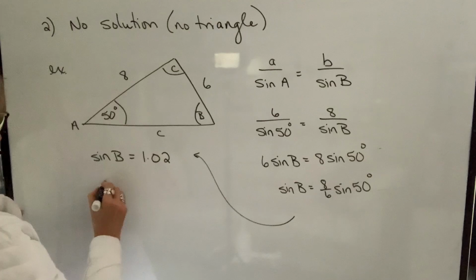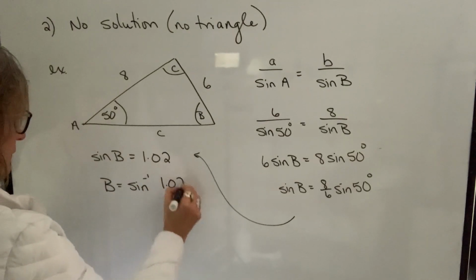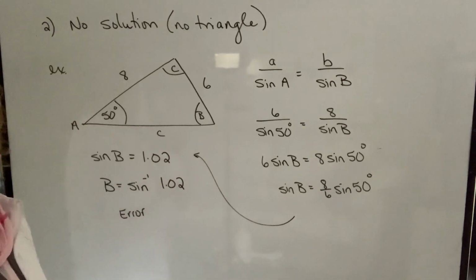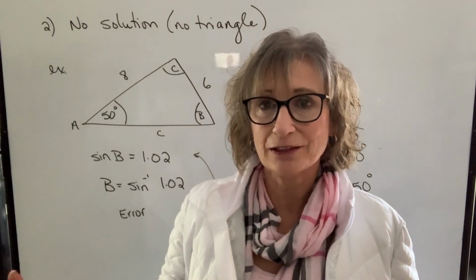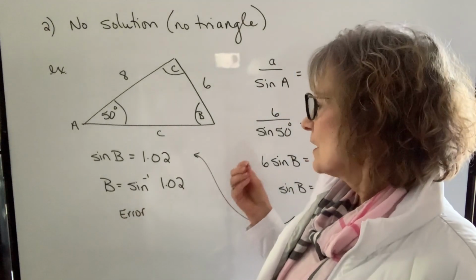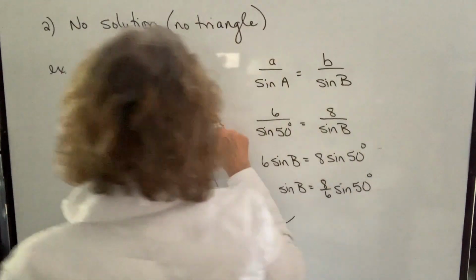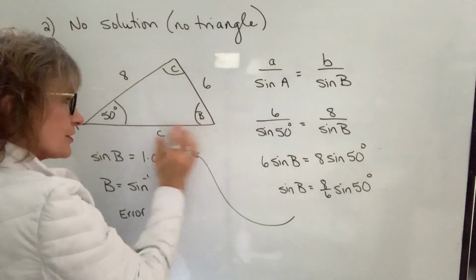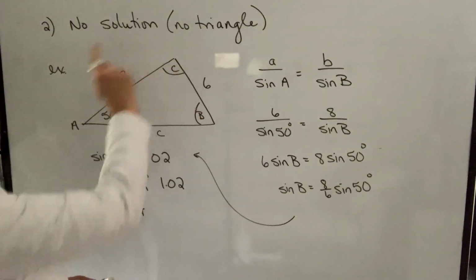And in fact, if you try this on your calculator, you will get error, because there's no angle whose sine is equal to 1.02 or anything greater than 1. So if this situation happens, it means that it's impossible for this to be a triangle. It means this side is so short, this 6-unit length side, it actually won't touch this other side. So we have no triangle, therefore no solution.